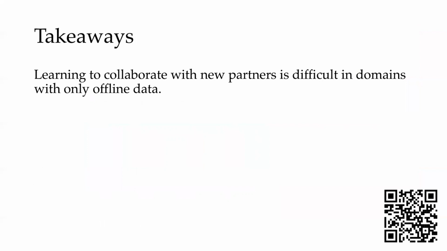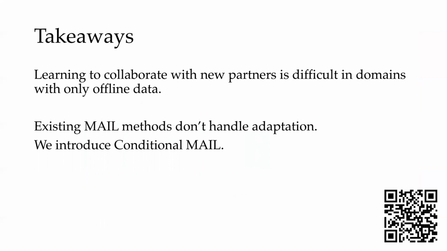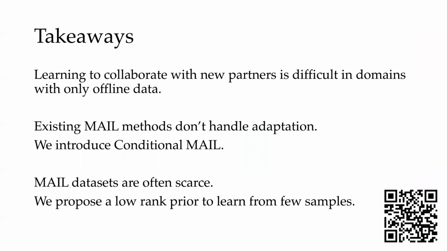In summary, learning to collaborate with new partners is difficult in domains with only offline data. Existing multi-agent imitation learning methods don't handle adaptation directly. To close this gap, we introduced the framework of conditional multi-agent imitation learning. Finally, multi-agent imitation learning datasets are often scarce, so in our work, we propose to use the low-rank prior to be able to learn from just a few samples.